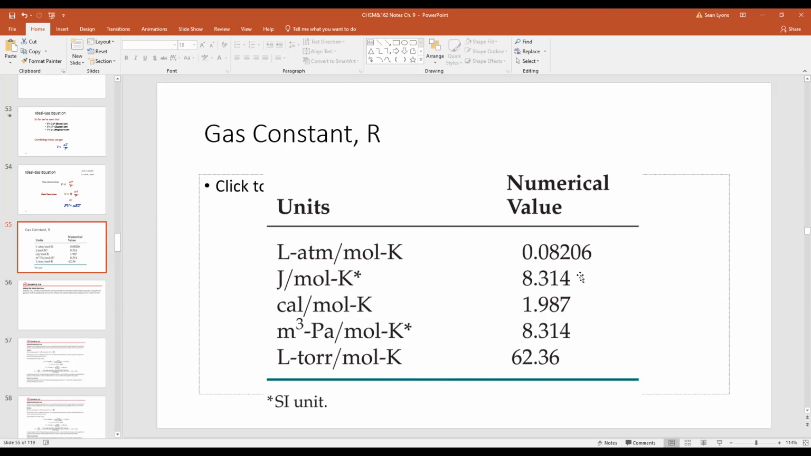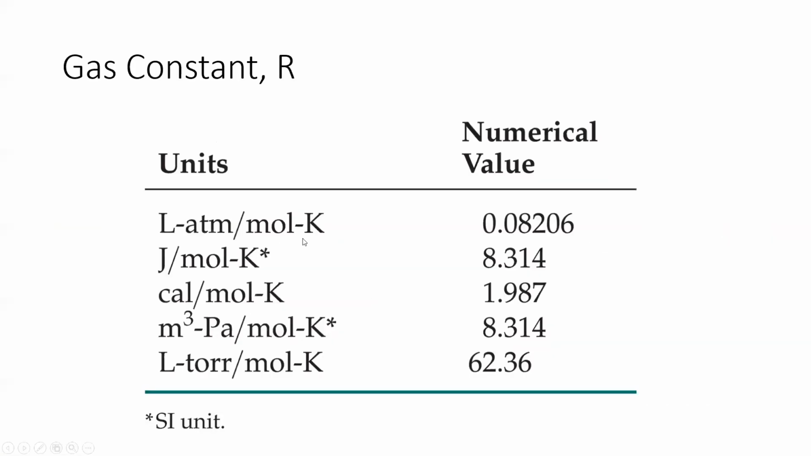With these though, again, just like most of the stuff that comes in these types of tables, don't memorize it. I don't think that's useful at all. But again, we're just going to need to make sure that the units match up. Typically, we will use the top one there, liter atmosphere per mole Kelvin. But in some cases, we may have different units. We may have to use a different R value.